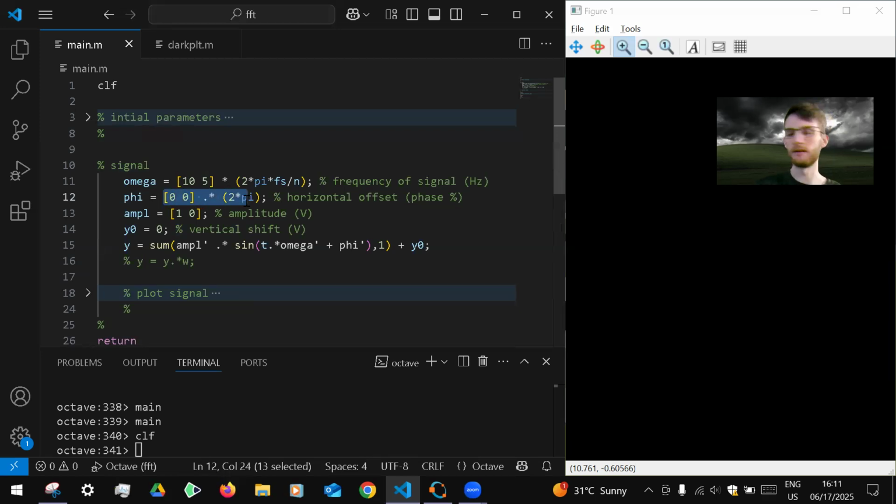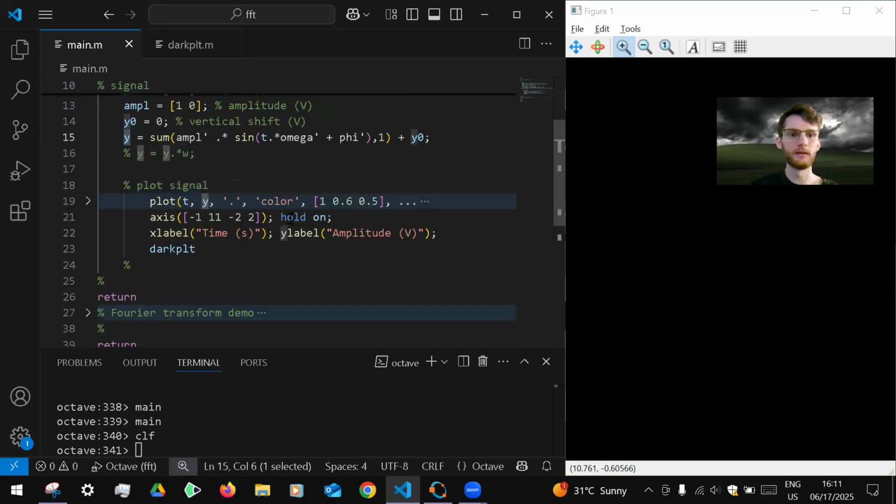I don't want any phase shift, so it's just going to be a sine on top of a sine. They're not going to be horizontally moved whatsoever. I don't want a vertical shift, so this will be all nice and zeroed. And then this adds them together and stores the sum as y. And then I'm going to plot it.